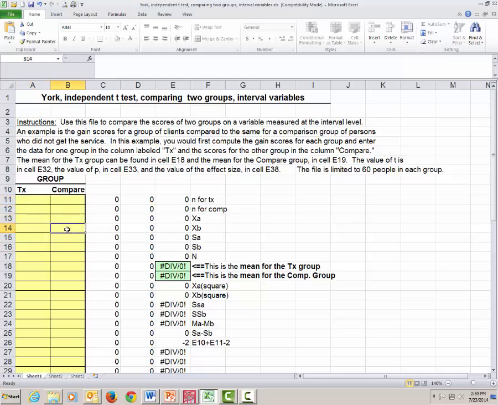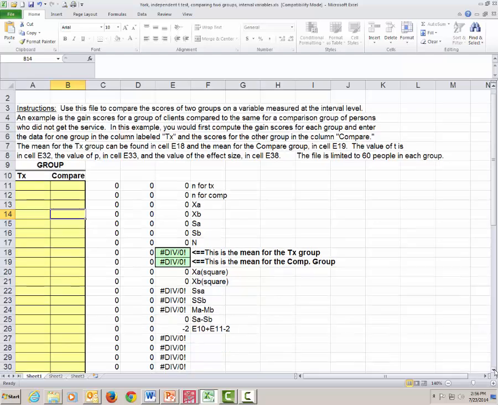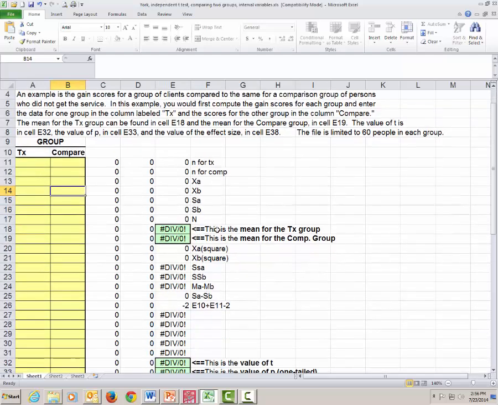Or if you're not doing that, if you're just comparing two groups, group 1, group 2, what is the value, what is the score for the first person in the first group right here, the second person right here, third person right here, and so forth. The other group, first person here, second, third, fourth. Then what you do is here you will find the mean of the first group, the treatment. I'm using the example of treatment group and comparison group. Here is the mean for the treatment group. Here is the mean for the comparison group.